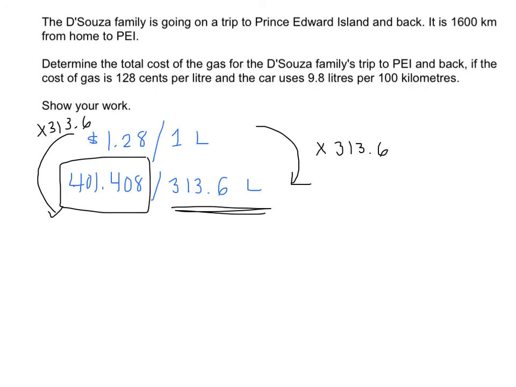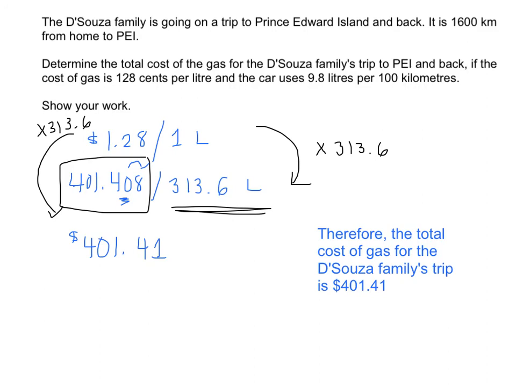It's either going to be 40 cents or 41 cents. Well, if we look at the number next to 0, the number is 8. That's a number that's greater than 5. So if the number is 5 or greater, we always round up. So the total cost for 313.6 liters would be $401.41. Therefore, we just found that the total cost of gas for the D'Souza family's trip is $401.41. And that's because they used 313.6 liters of gas and they traveled a total of 3,200 kilometers.